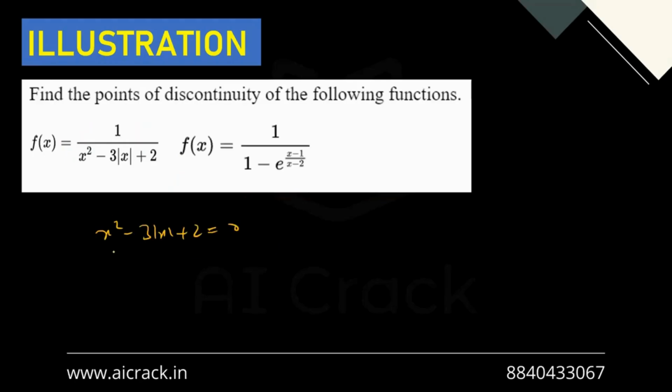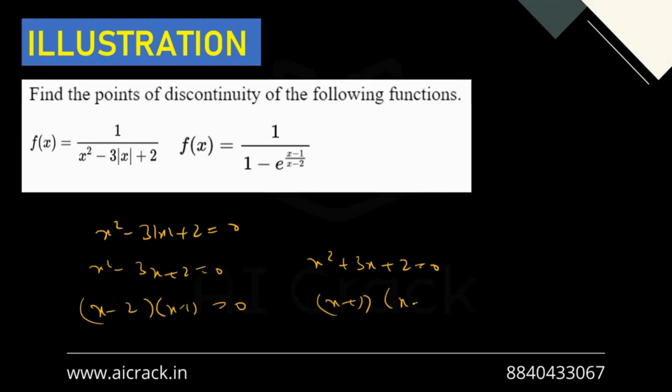Okay, now we can open up this modulus in two ways. x square minus 3x plus 2 equals 0, or x square plus 3x plus 2 equals 0, with a plus sign or negative sign, right? So for this case, we'll be getting (x minus 2)(x minus 1) equals 0. For this one, we'll be getting (x plus 1)(x plus 2) equals 0. Okay, so here we'll be getting x equals 1, x equals 2, and here we'll be getting x equals minus 1, x equals minus 2.